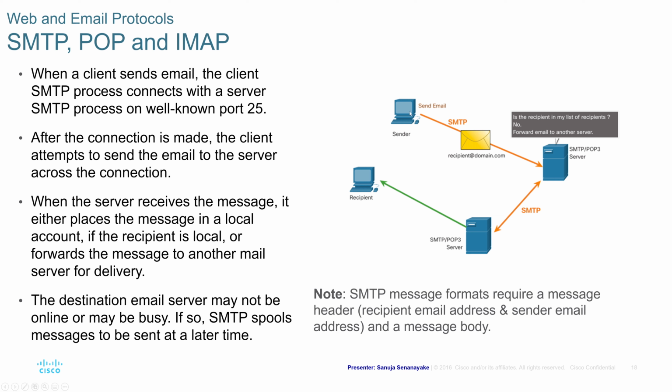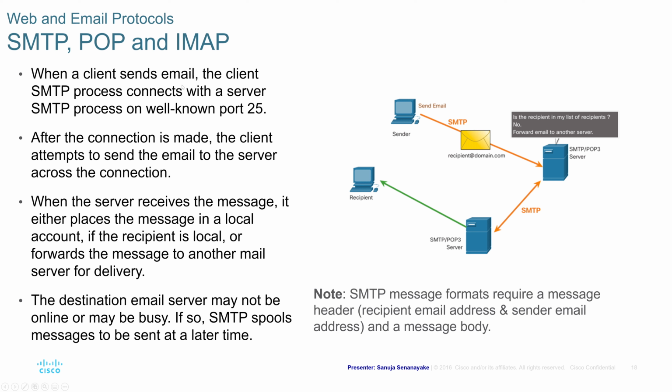And one of the key things that you get out of this is that because SMTP, POP, and IMAP is an email service, if the destination email server is not online or busy, the SMTP protocol has the ability to spool messages to be sent later. So when the sender sends the message, it doesn't need to reach the recipient right away. If the recipient server or the recipient clients are busy, it can spool those messages and send them later.